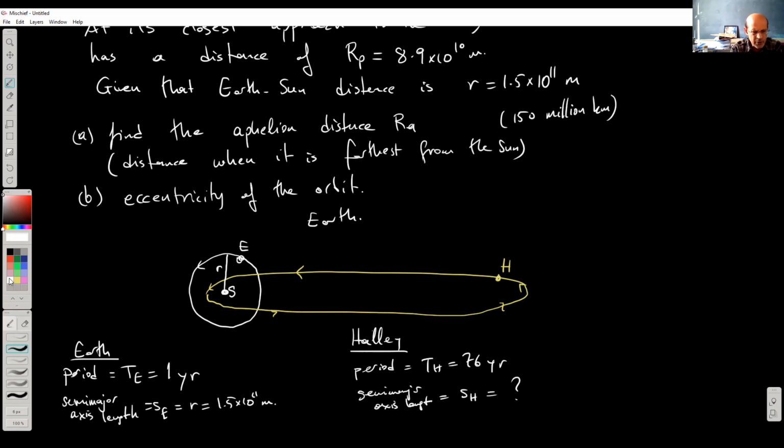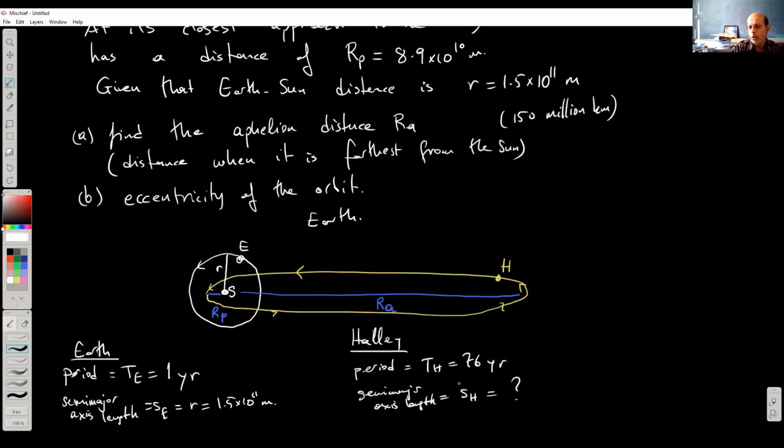So let me actually show the other two distances in here. So that distance is RP. Yeah, I'm going to use a different color for that. Sorry. So it is that distance. I'm going to call this RP. This is the perihelion distance. And that distance is called RA. Okay, aphelion distance. So I'm just going to form the equation, but first, I need to find the semi-major axis length of Halley's orbit.